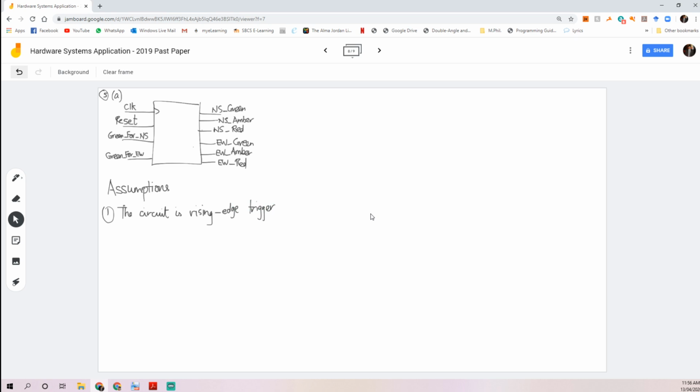Another assumption is that we need to specify how our reset is going to work. So assume the reset is active high and asynchronous. All right, and we know what an active high asynchronous reset looks like, right?